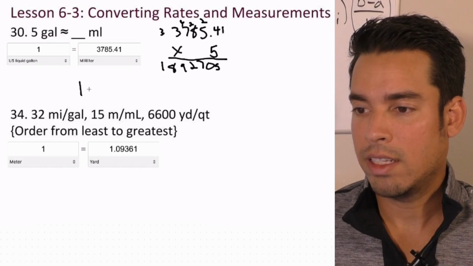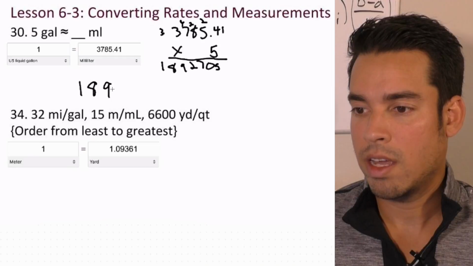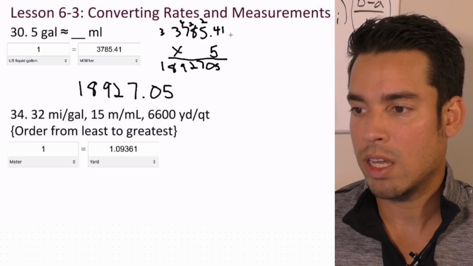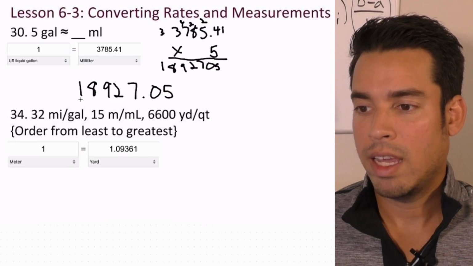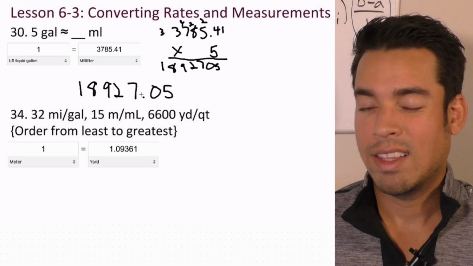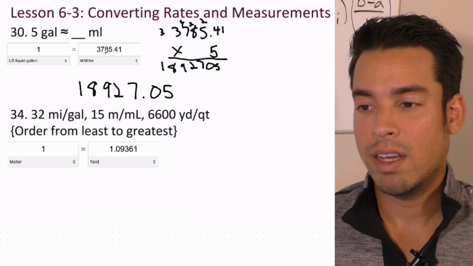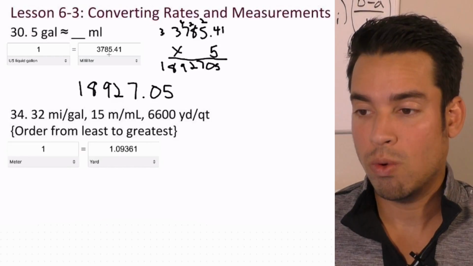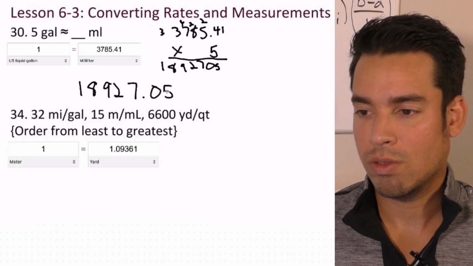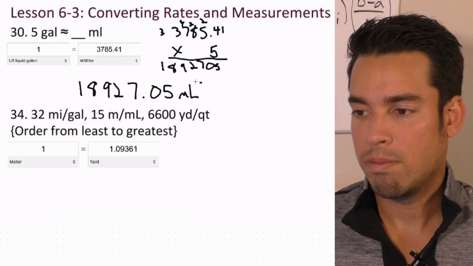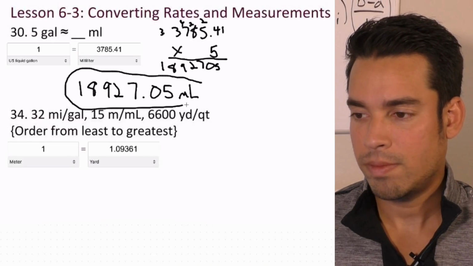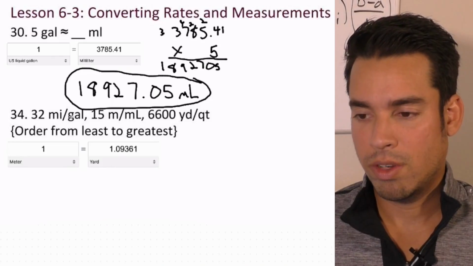So we got 18,927.05 because we got 2 decimals up here. 18,927. That looks about right because 5 times about 4 is about 20. So we're close to that. Always double check like that. So it's this many milliliters. Let's go on to number 34.